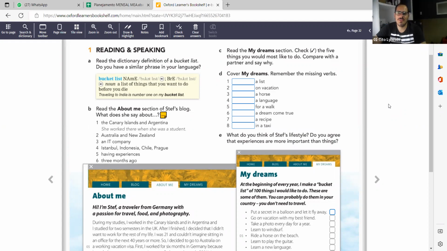I went to one in Canada, so I already did it. Plant a tree. I already did it. Carve names into a tree. I already did it. Walk behind a waterfall. Behind a waterfall.